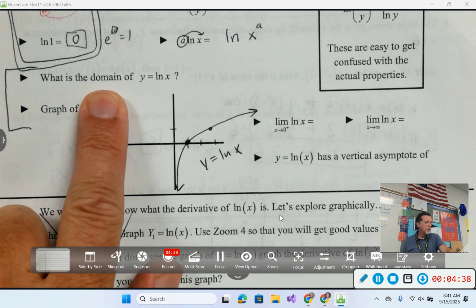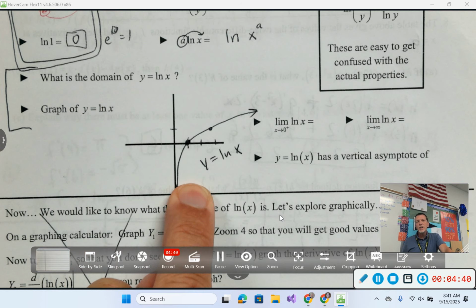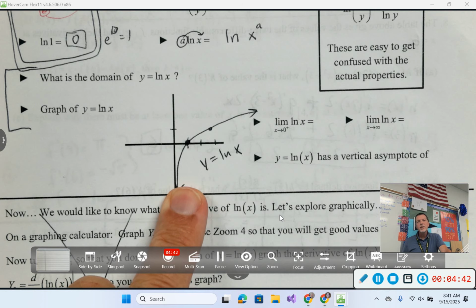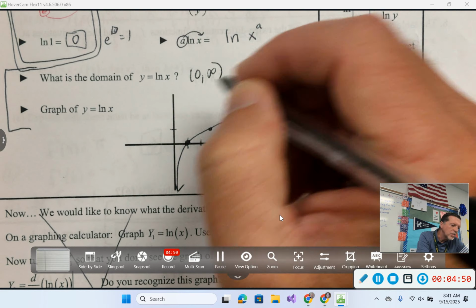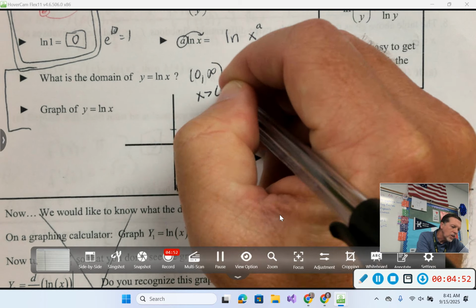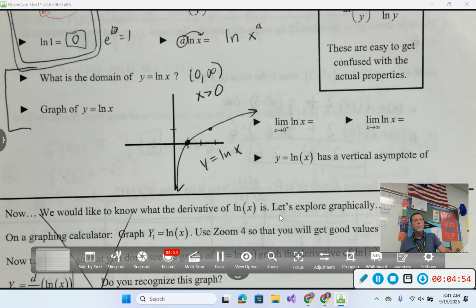So now I'm going to work backwards a little bit. What's the domain of this graph? What are the x values that are covered? 0 to infinity. If we're going to talk interval notation, you could just say x is greater than 0. You can't take the log of 0. You can't take the log of a negative number. So it has to be a positive number that you take the log of.